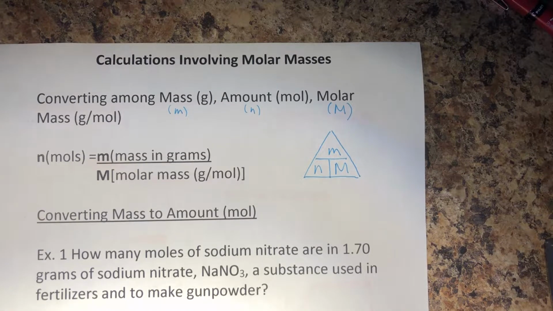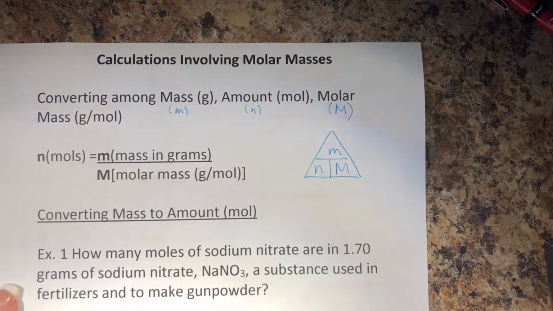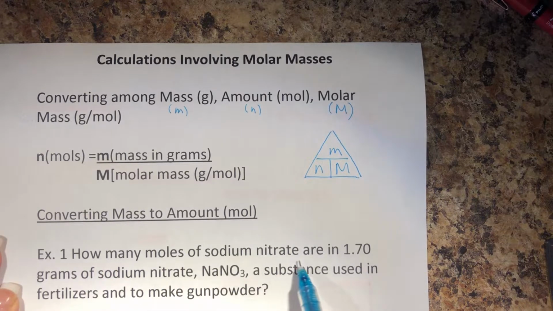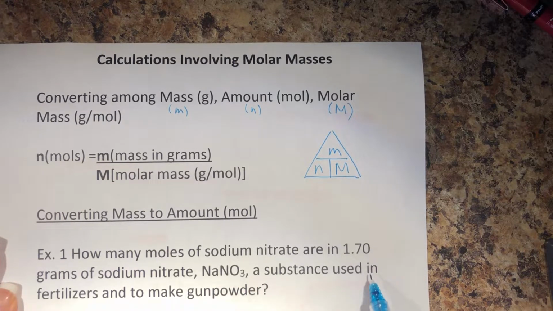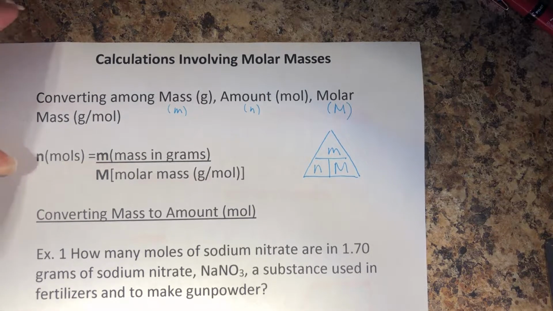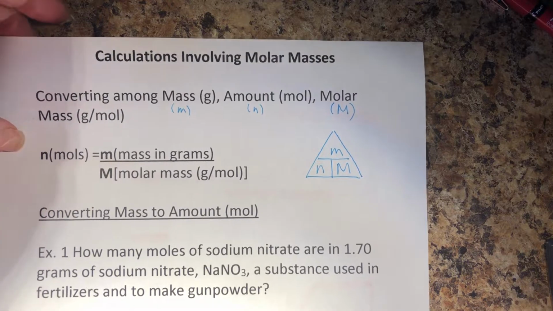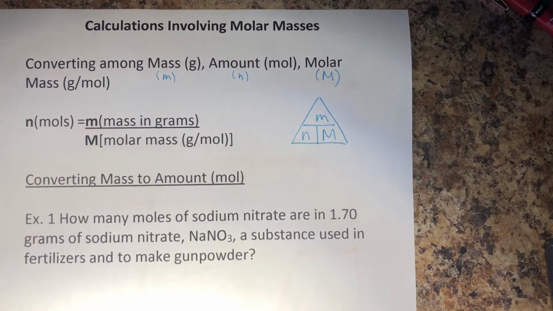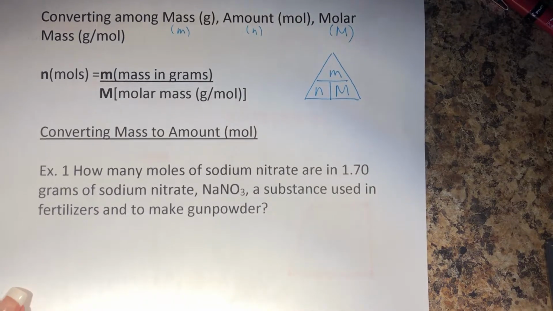So, example 1, converting mass to amount. How many moles of sodium nitrate are in 1.70 grams of sodium nitrate, NaNO3, a substance used in fertilizers and to make gunpowder? We will put this in problem-solving format, and this is what will be expected from you when you do your assignment on the mole. So make sure you follow the format that's given.